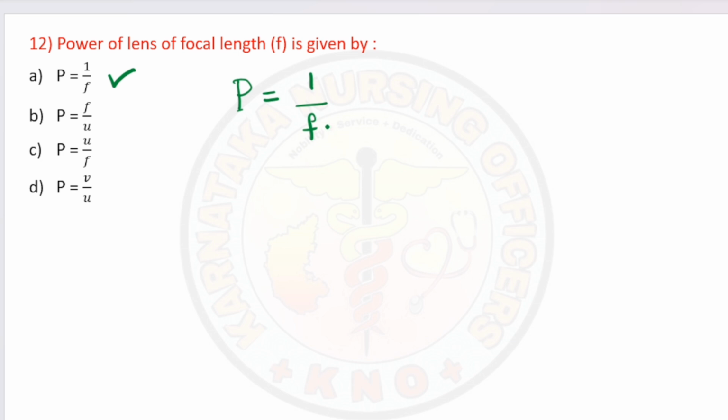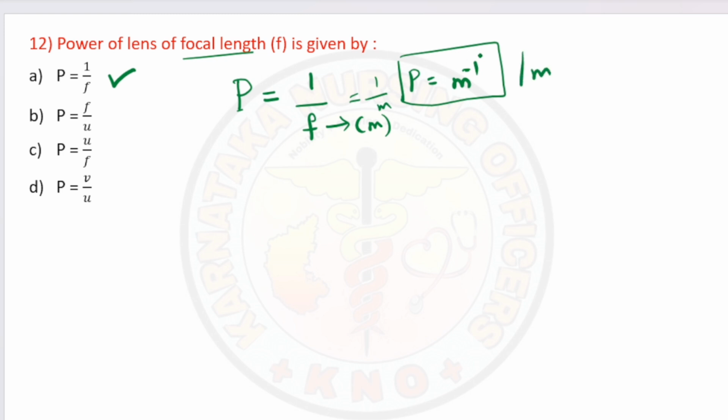So what is f? f is the focal length and focal length is measured in meters. So P is equal to 1 by f, that is, power of lens is inversely proportional to the focal length of the lens. And what is the unit of power of lens? It is meter power minus 1. Since f is in the denominator, P is equal to 1 by f, which is 1 by m. If you take this m to the numerator, it becomes minus 1. So the unit of power of lens is per meter or meter power minus 1.